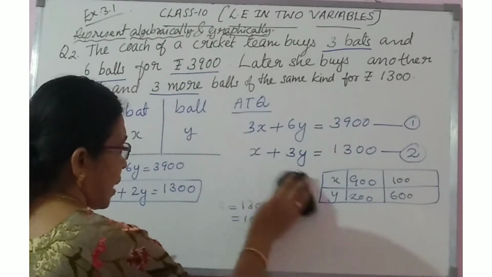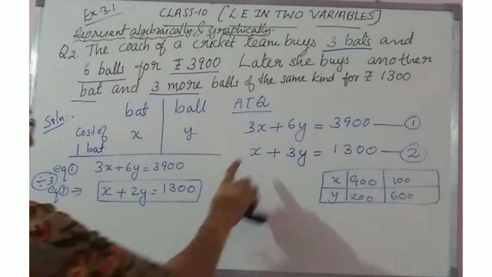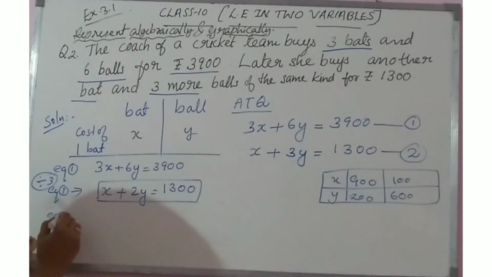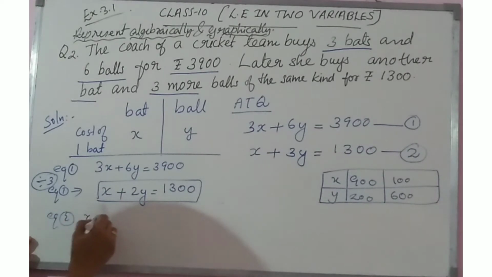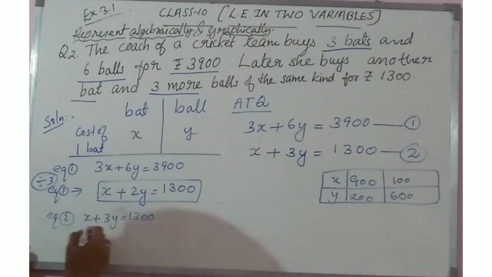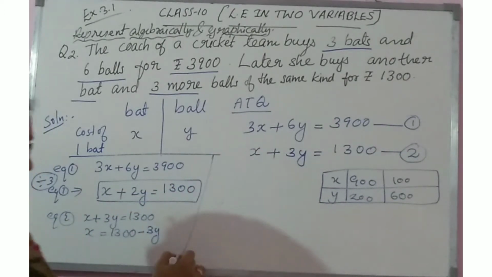Now I am going to the second equation. Second equation is x plus 3y is equal to 1,300. So equation 2, x plus 3y is equal to 1,300. Here, if we want, we can write x is equal to 1300 minus 3y. Now we can find out different solutions.